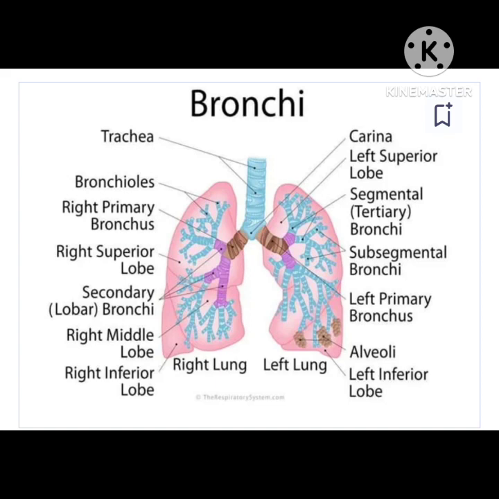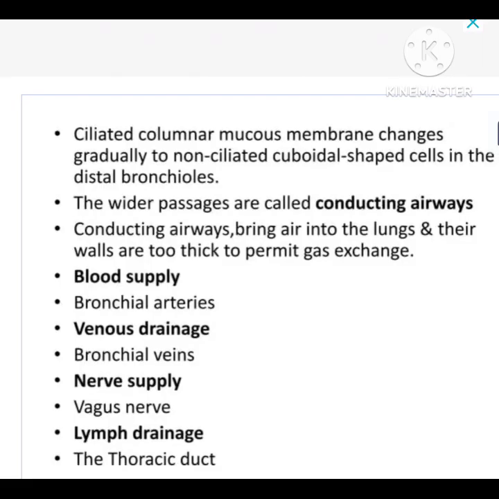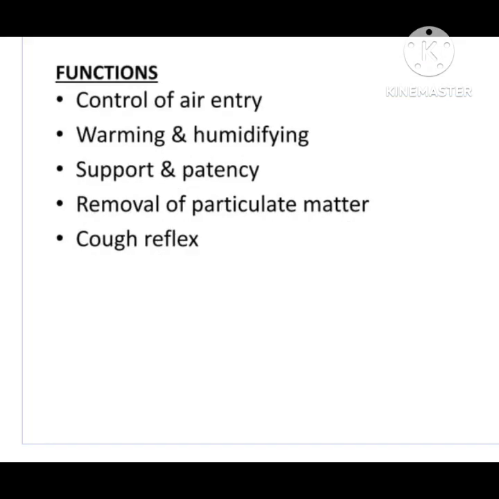In this structure you can clearly see the presence of bronchioles and bronchi. This is the normal bronchiole. The ciliated columnar mucous membrane changes gradually to non-ciliated cuboidal shaped cells. Blood supply: bronchial arteries are responsible. Venous drainage: bronchial veins are responsible. Nerve supply: the vagus nerves are responsible for that.